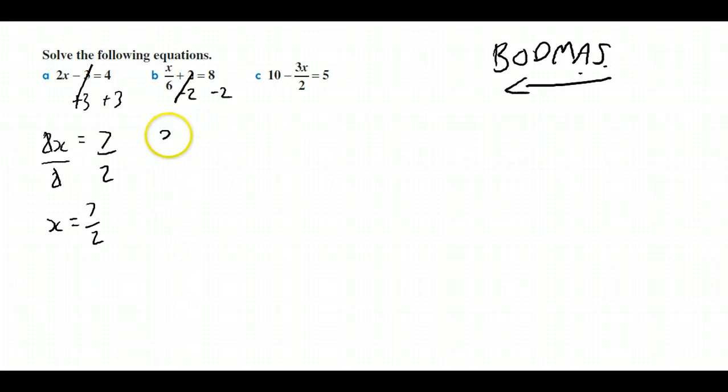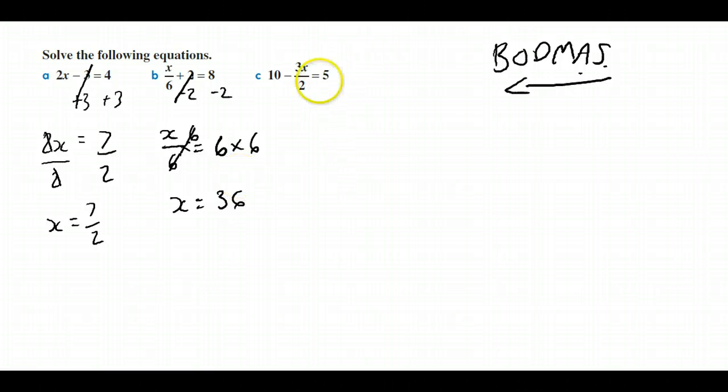That cancels out. x over 6 equals 8 minus 2 is 6. And then times 6 here, times 6 here. The opposite of divide by 6 is times by 6. x equals 36.